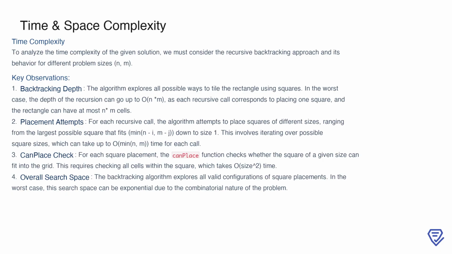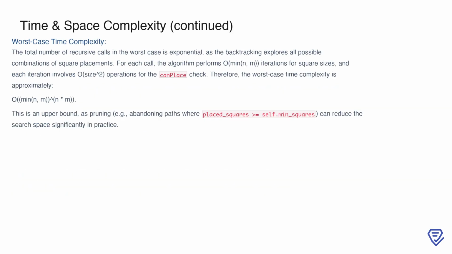Additionally, for each square placement, the canPlace function checks whether the square fits into the grid by verifying all cells within that square, which takes O(size^2) time. Combining these factors, the overall search space is exponential, as the algorithm evaluates all valid configurations of square placements. This combinatorial growth explains why the time complexity is so high. The worst-case time complexity occurs when the algorithm exhaustively explores all possible configurations of square placements. The total number of recursive calls, in this scenario, is exponential due to the vast number of combinations to evaluate.